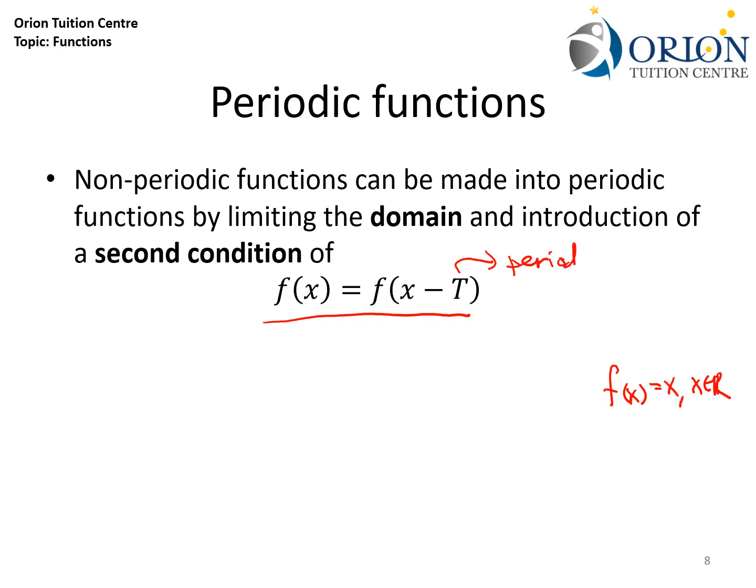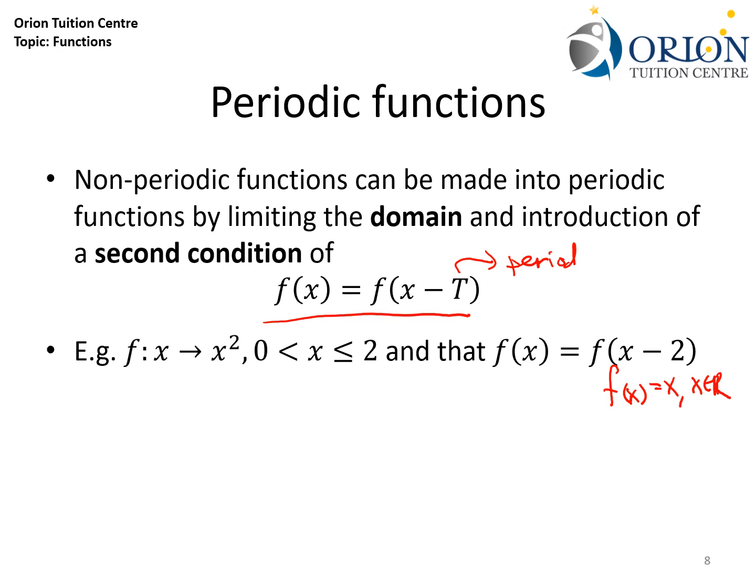Now with this additional condition, we know that the graph can repeat itself for every T units. For example, I can have the function f(x) equals to x squared, which is clearly not a periodic function inherently, but if I limit its domain into 0 to 2, and I say that it repeats itself for every 2 units, then it becomes a periodic function, which looks like this.